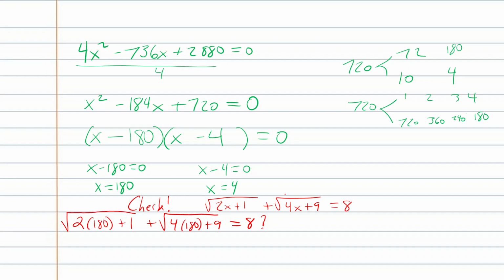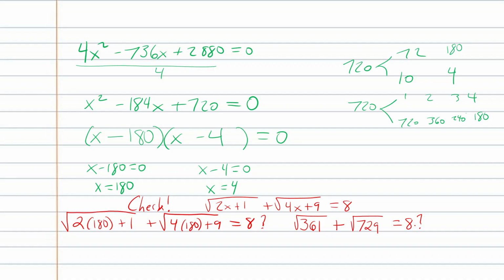We want to check and verify that that is the case. Well, 2 times 180 is 360. 360 plus 1 is 361. So I'm looking at the square root of 361. Plus, all right, 4 times 180 is 720 plus 9 is 729. So I'm looking at the square root of 729. Does that equal 8?